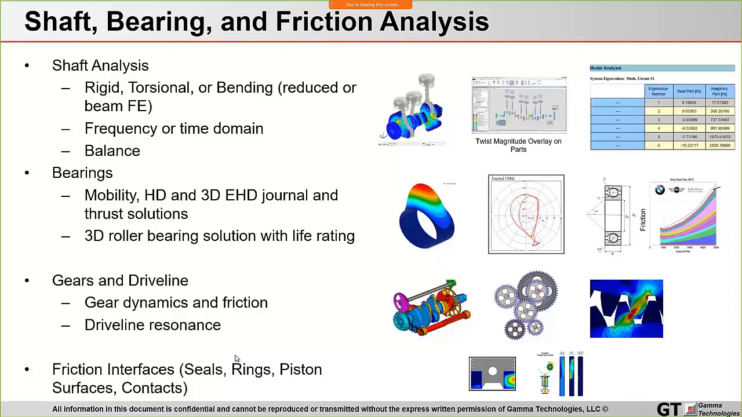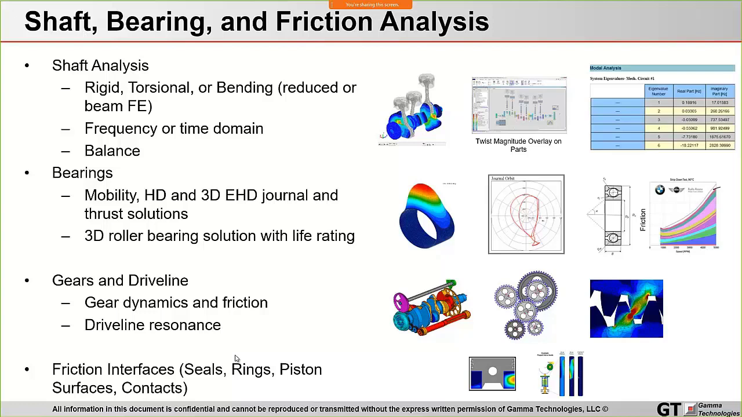Now, those shafts need to be supported, and there's a variety of different models inside the software that allow you to model the bearings. On the hydrodynamic side, we have different levels of fidelity, starting from a fast-running mobility method to more detailed HD and even elastohydrodynamic, both radial journal bearings and also axial thrust bearings as well. Now, roller bearings are also very common in certain types of machinery, and so we have a full 3D roller bearing solution that also comes with a life rating included there, with geometry that's typically based off a catalog like an SKF catalog and so on.